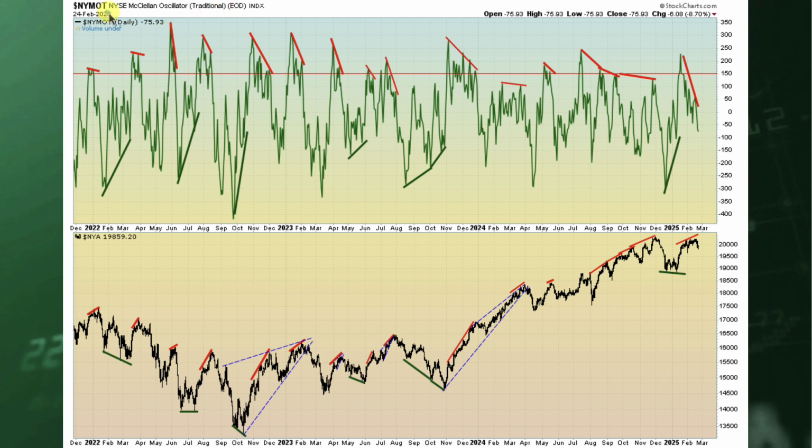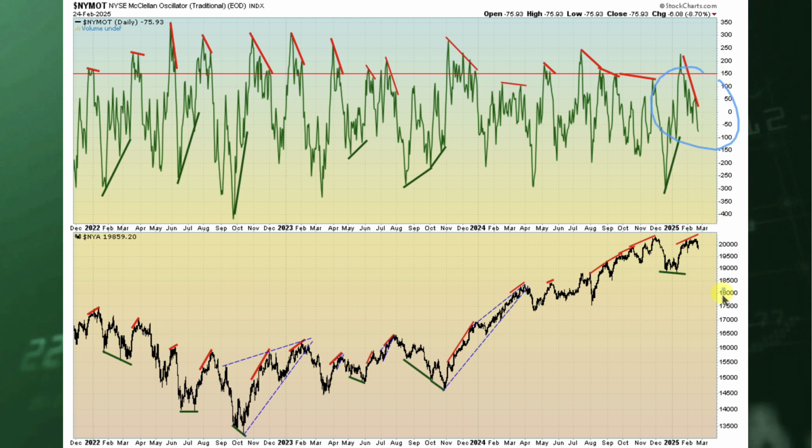So the NYSE McClellan oscillator, this is the traditional calculation. This is just a really quick way that I can say, hey, things are pretty overbought here, things are pretty oversold, or the market's pressing higher but we have a negative divergence, or the market's going lower but yet there's a positive divergence. And you can see, I marked them all out. I've been sharing this for years. It's been a helpful tool for navigating specific turning points or potential turning points in the market.